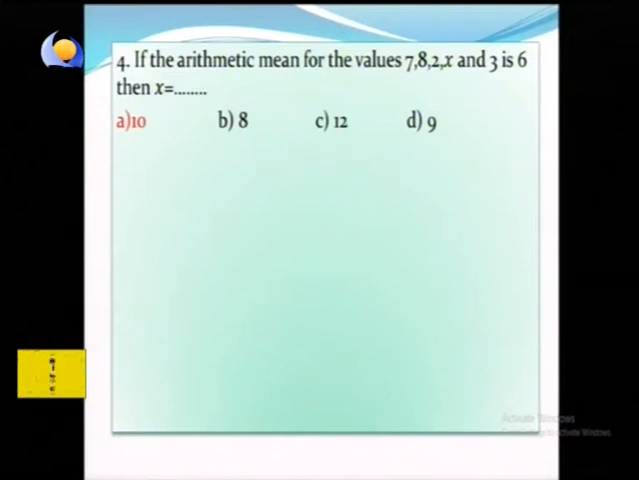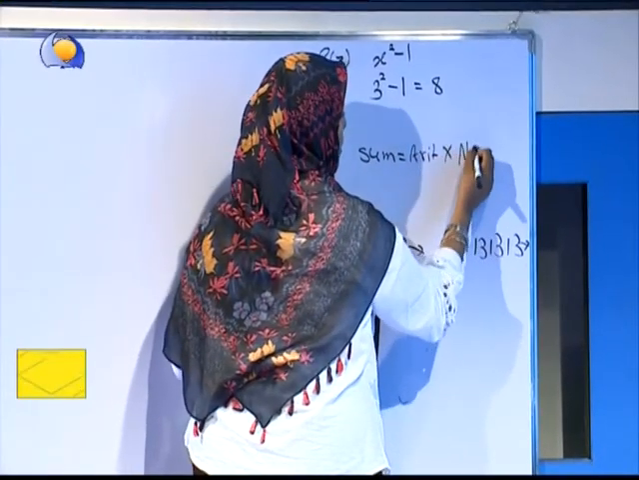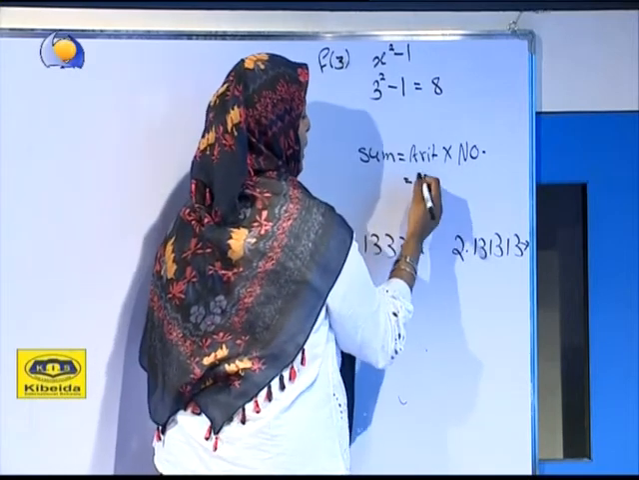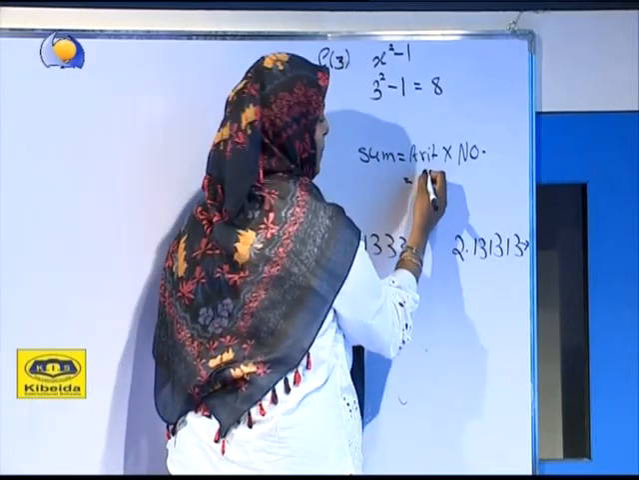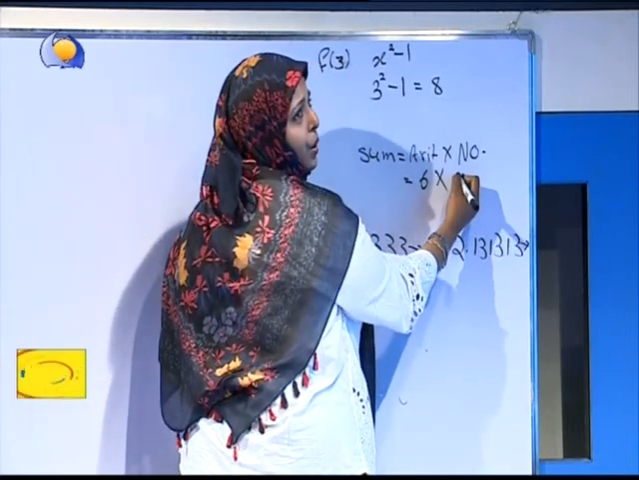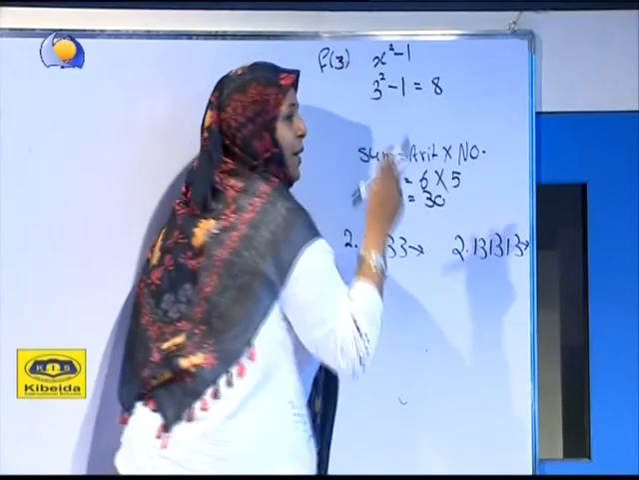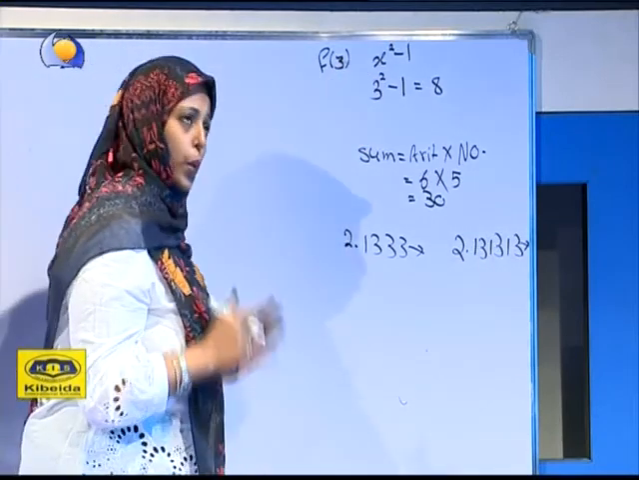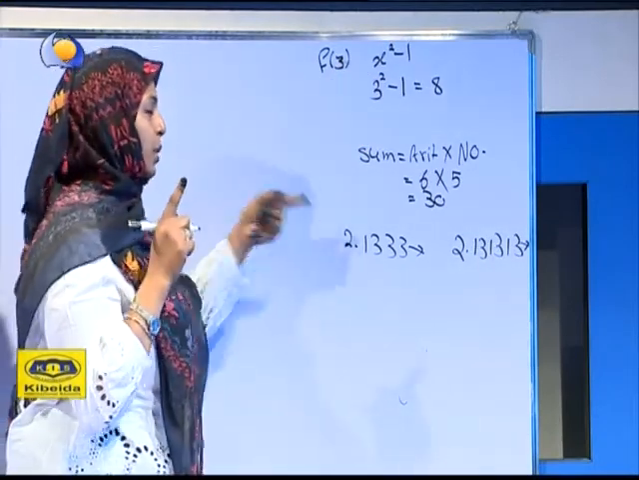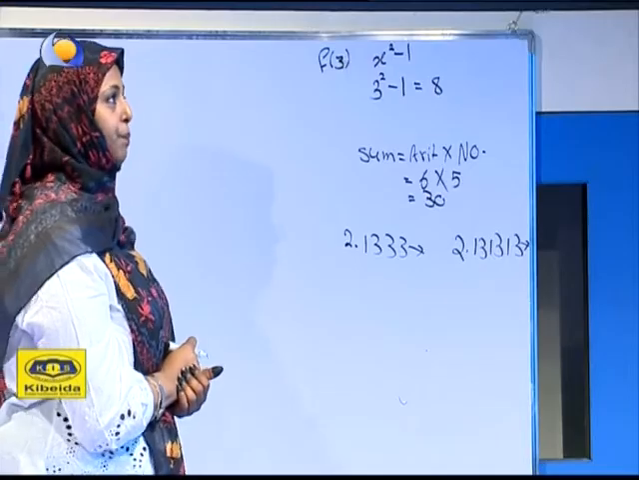The sum equals the arithmetic mean times the number of observations. The arithmetic mean is 6 times the number of observations, 5, so it's 30. And after adding those values, it's 20. So 30 minus 20 is definitely 10. So my answer here is 10.